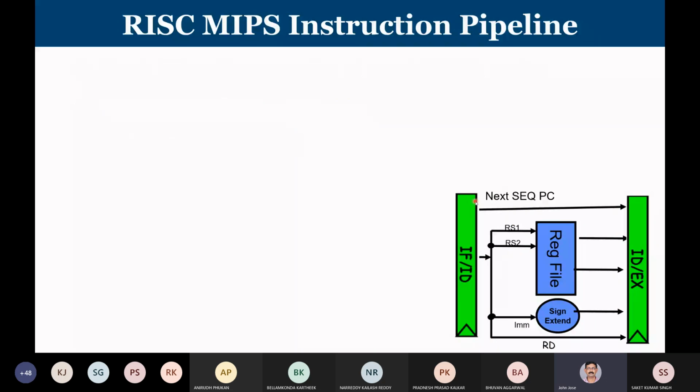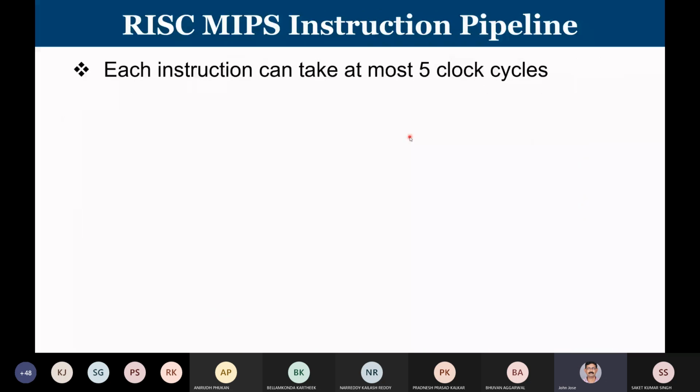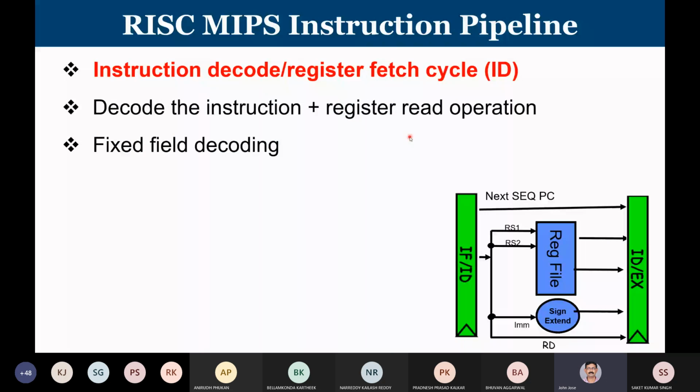Now I am moving to the next stage. Whatever diagram we are seeing, I am showing stage by stage. First I showed only instruction fetch. Now you can see that there is an IFID register. The next pipeline register is the IDEX register because it interfaces between the ID stage and the EX stage. Now it is the ID stage. This stage is also known as instruction decode stage as well as register fetch stage. So it is known as ID.